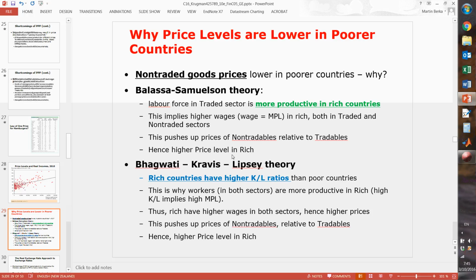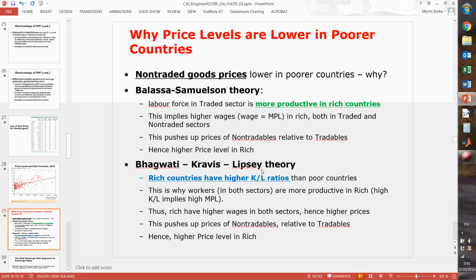The other theory is by three guys, so this is an older one. The Balassa-Samuelson is from the 60s. The Bhagwati-Kravis-Lipsey theory is a little bit later, and they basically start by saying, well, rich countries have more capital than labor, so the capital-labor ratio is much higher in the rich countries, which is also true. Both of these assumptions, by the way, are true.